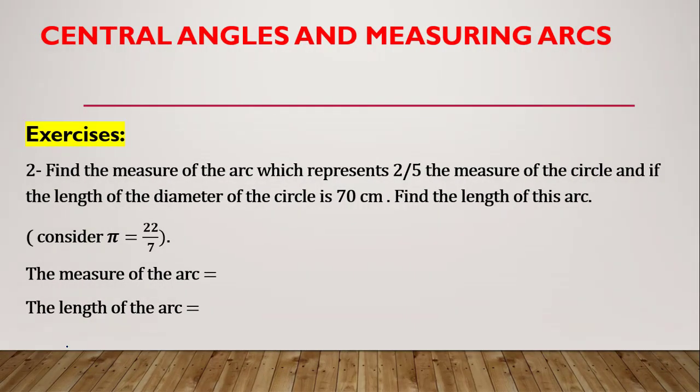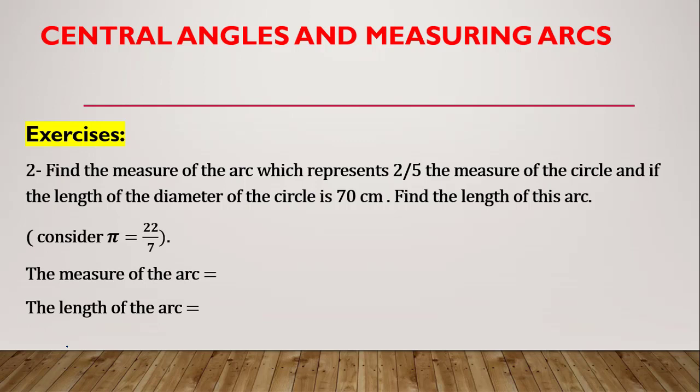Find the measure of the arc, which represents 2/5 the measure of the circle, and the length of the arc, if the length of the diameter of the circle is 70. Consider pi as 22/7. How can we get the measure of the arc?